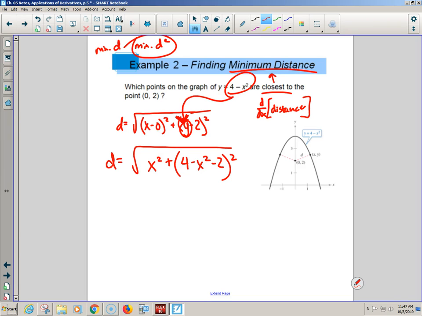Those of you guys are like, square it! No, come on, be smart. What should we do before squaring? Yeah, 4 minus 2 is 2. That'd be a lot easier. 2 minus x squared, squared, plus x squared. Alright, how do I do calculus? How do I figure out the minimum of this quantity, of this function?